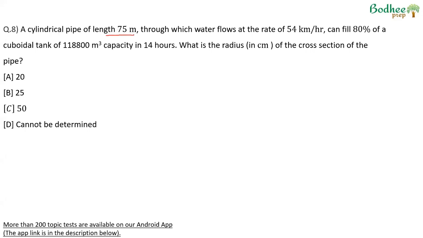A cylindrical pipe of length 75 meters, through which water flows at the rate of 54 kilometers per hour, can fill 80% of a cuboidal tank of 118,800 meter cube in 14 hours. What is the radius of the cross section of the pipe? Now in 14 hours, the water that will flow through the pipe will be the cross section, which is pi r square, into a height. Now the length will be, because water is flowing at the rate of 54 kilometers per hour, in 14 hours, 54 into 14 kilometers worth of water will flow.